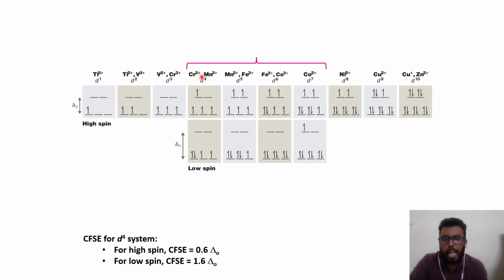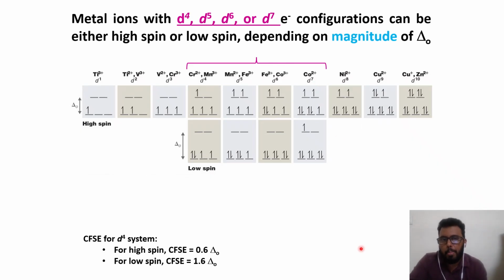But in the case of D4 to D7 you will have this situation, because metal ions with D4 to D7 electron configuration can be either high spin or low spin. High spin means more unpaired electrons. Low spin means fewer unpaired electrons. Just keep it simple. Now let's move on to the D4 system: Cr2+ and Mn3+. Here you have 4 electrons. Low spin means the gap is more, a strong field, like cyanide. So the gap is more.